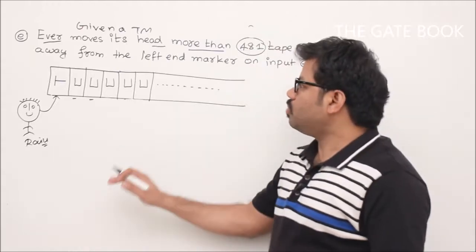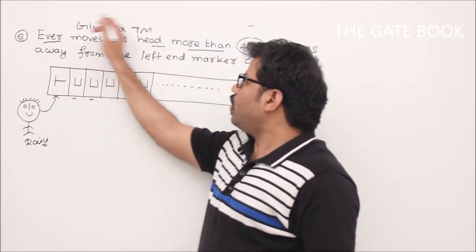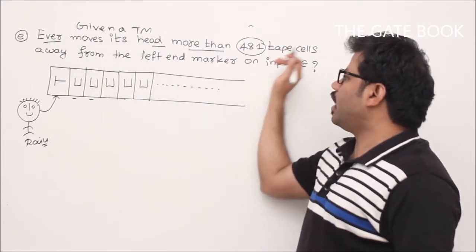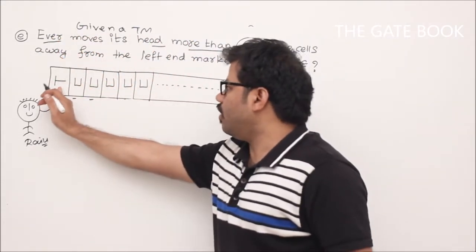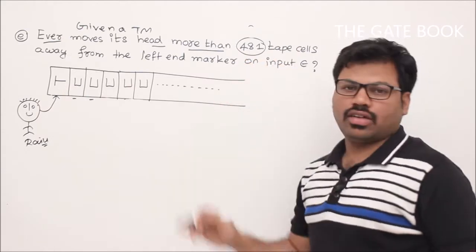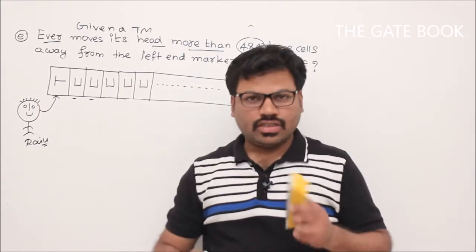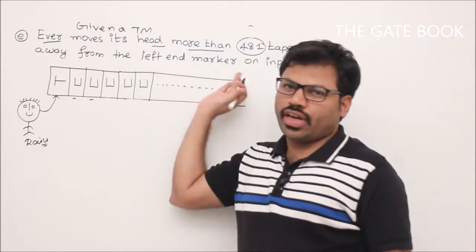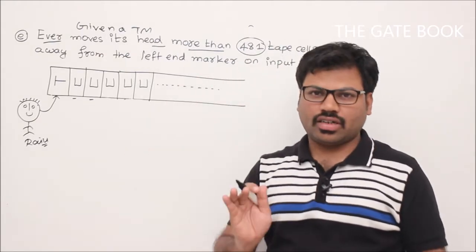Now we'll see this problem. This problem is like this. Given a Turing machine, does it ever move its head more than 481 tape cells away from the left-hand marker on input epsilon? So given a Turing machine, we should decide whether the Turing machine always moves its head more than 481 tape cells away from the left-hand marker or not.